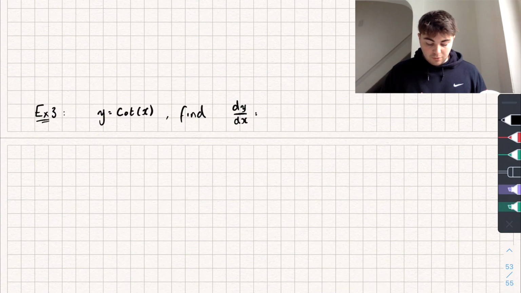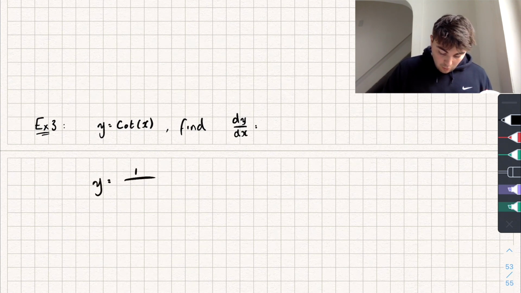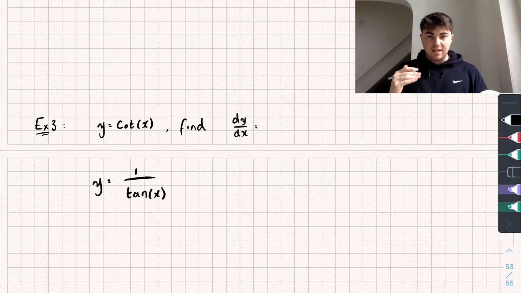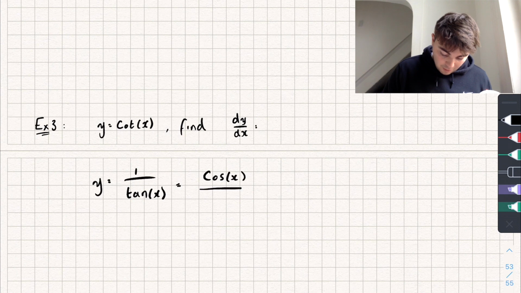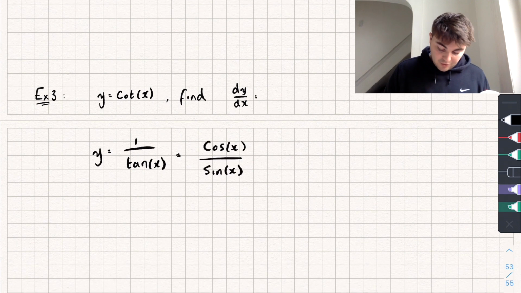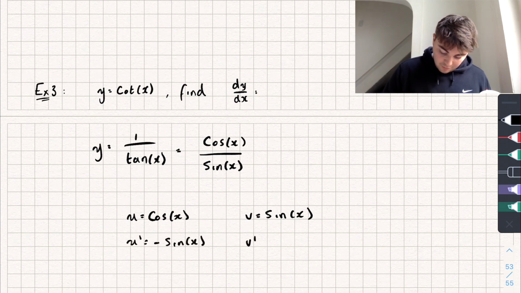Now the final one, to find the derivative of cot of x, we're going to rewrite it again. So we get that y is equal to 1 over tan of x, okay? And like we said earlier, sine over cos is tan, so if I'm doing 1 over sine divided by cos, then that's equal to cos of x divided by sine of x. And so now we're going to use the quotient rule, so we get that u is equal to cosine x, and v is equal to sine of x. Derivative of u is just going to give me negative sine of x, and the derivative of v is going to give me cos of x.